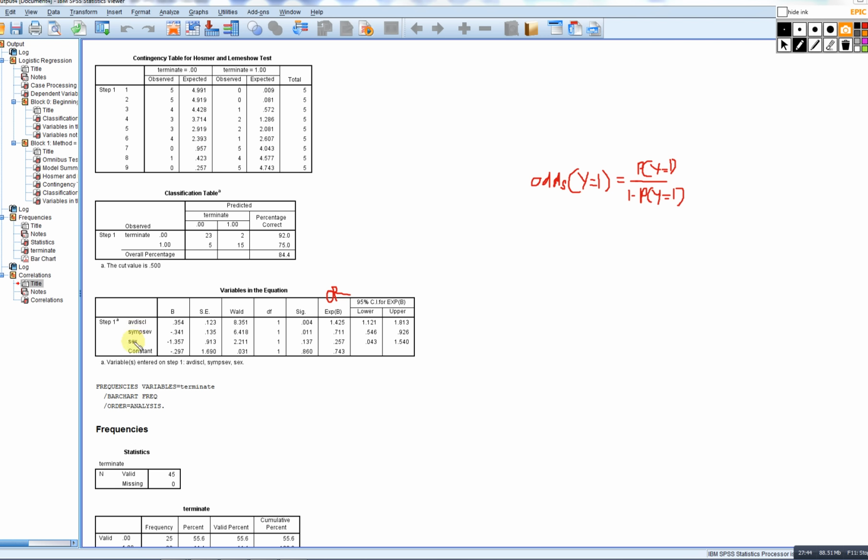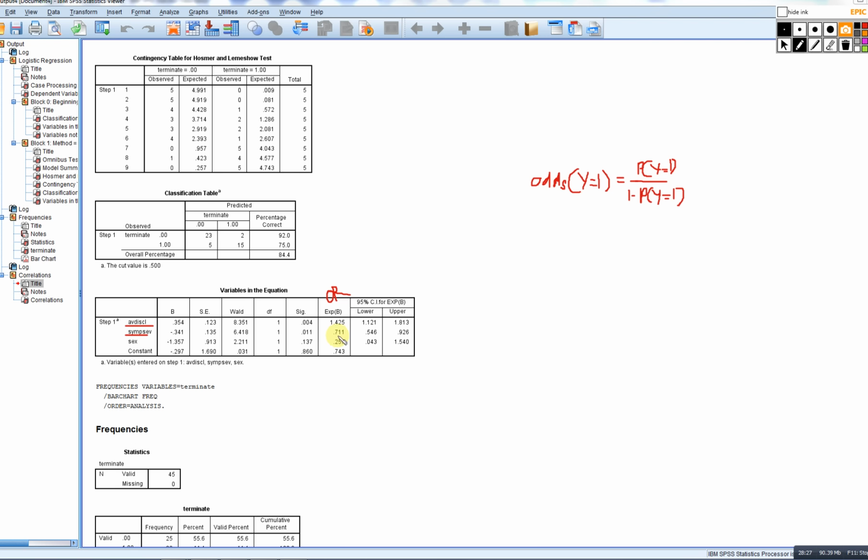But keep in mind the change is multiplicative as opposed to additive. So it's not interpreted in exactly the same way as a least squares regression. So we would say, for instance, that for every 1 unit increase on avoidance of disclosure, the odds increase by a factor of 1.42. So in other words, the odds are changing by a multiplicative factor. For symptom severity, we could say that for every 1 unit increase on this variable, the odds are changing by a factor of 0.711.